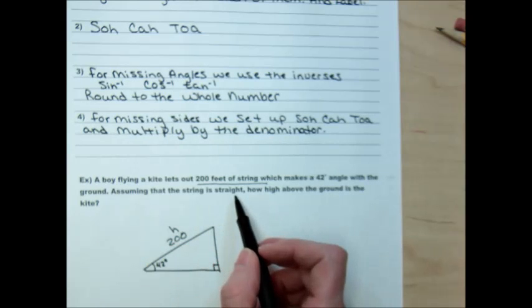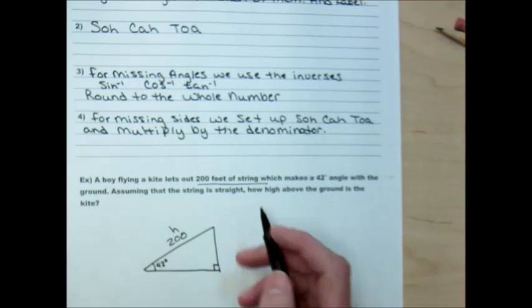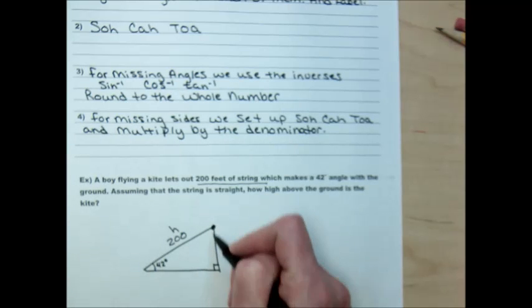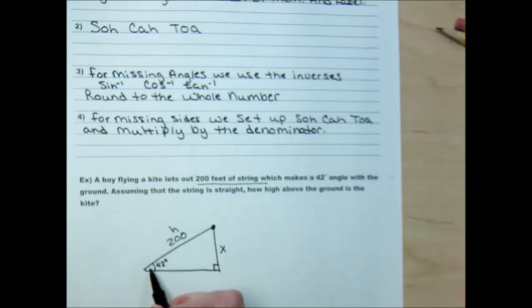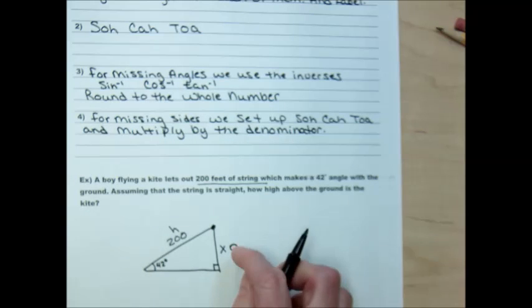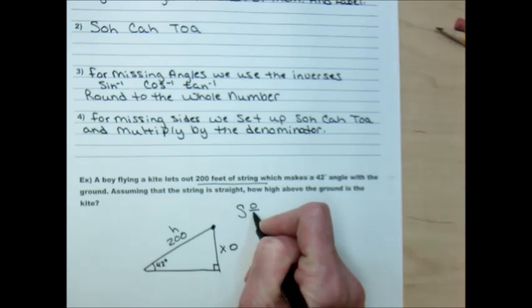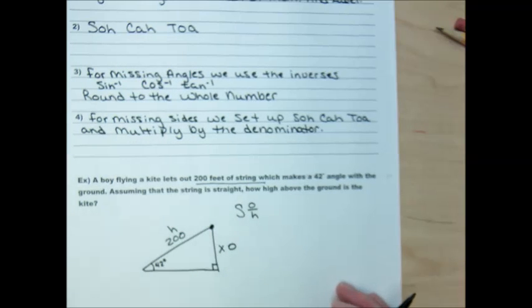Assuming that the string is straight, how high above the ground is the kite? So they want to know this distance here, that's my x. And I have to figure out, is that opposite of my angle or is that adjacent to my angle? Remember, opposite means across from. So it is opposite. Opposite and hypotenuse is my sine, because sine is the SO.